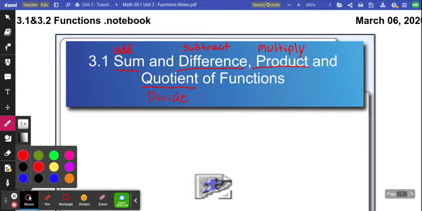Quotient, dividing, product, multiplying. Usually the ones people forget, honestly, are difference. People forget difference means subtract. And quotient meaning divide. Those are probably the two they just kind of forget about for whatever reason.